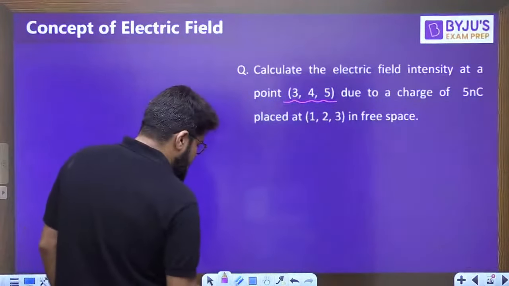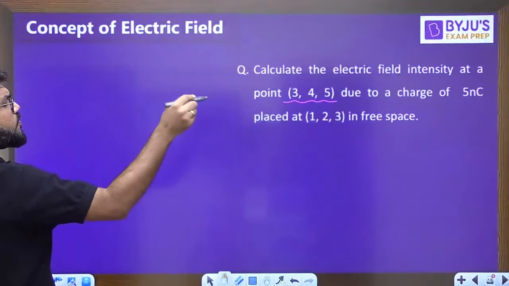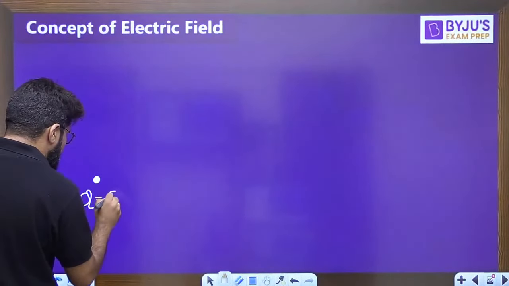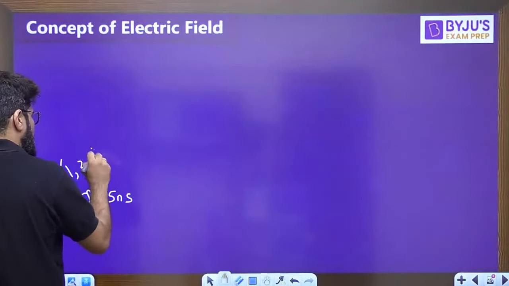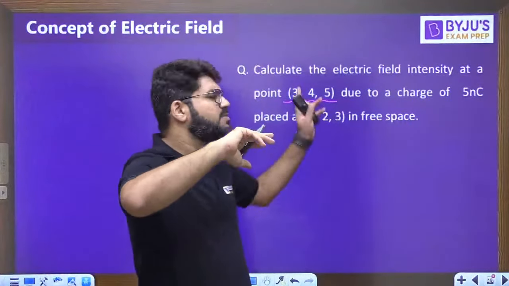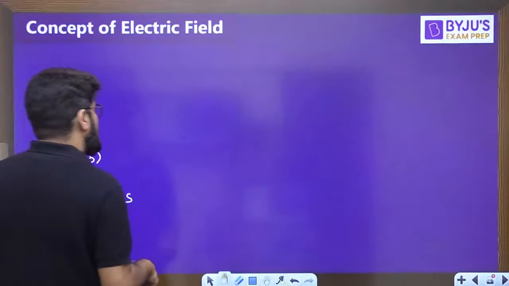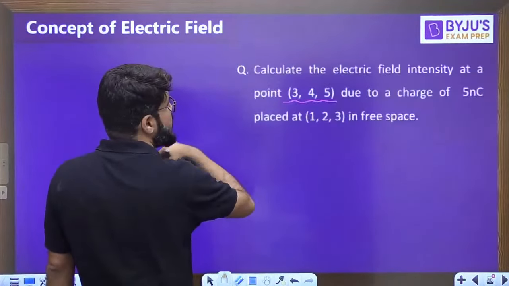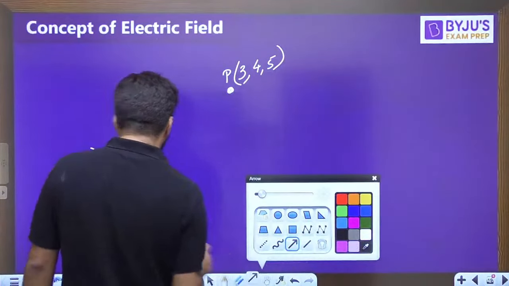So there is a point of observation and there is the origin. Let's draw this picture here. Due to a 5 nanocoulomb charge which is placed at (1, 2, 3) in the free space, I want the electric field at (3, 4, 5). It is not necessary to draw the coordinate axes; I am taking the points randomly, and I will explain the calculations. Suppose this is the point of observation, which is (3, 4, 5). First of all, let us quickly join them.